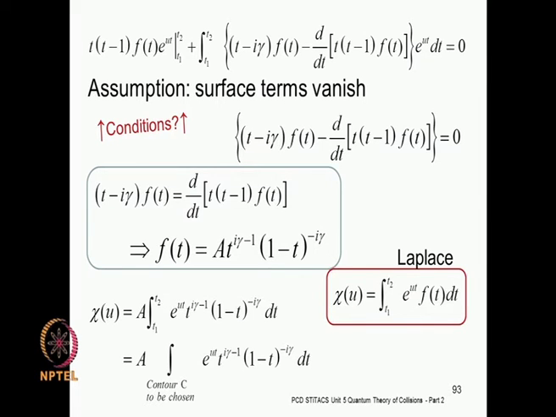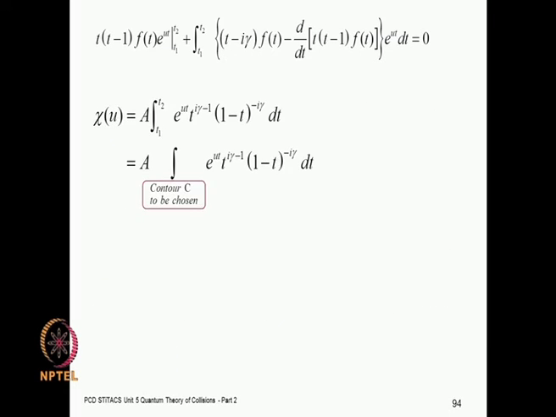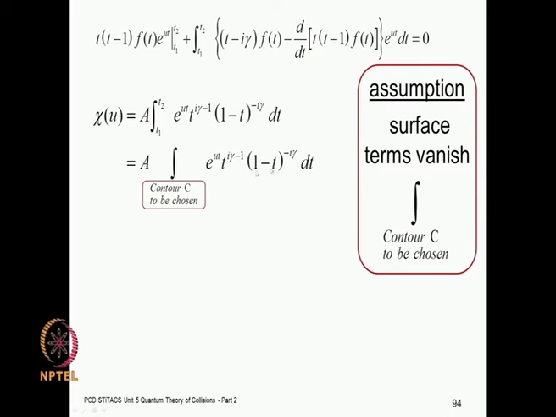So, now this is the integral to be carried out in the complex t plane. The contour C, the path of integration from t1 to t2, is to be chosen appropriately. So, this is the integral we have to solve, and the path is to be so chosen that the surface terms would vanish.